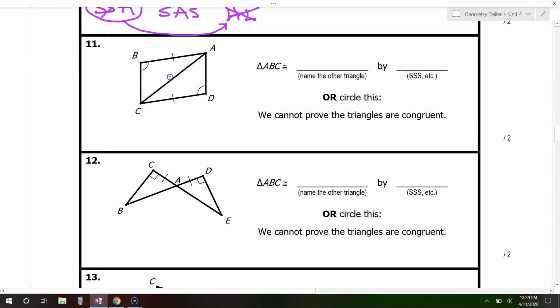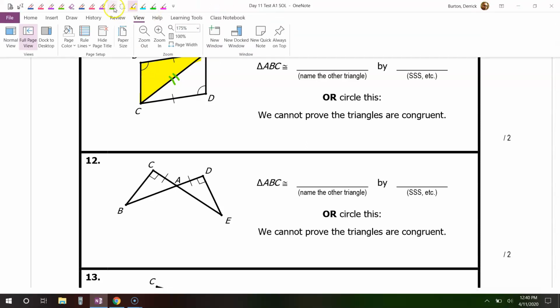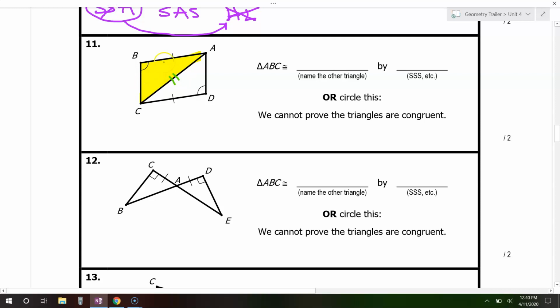For this one, don't forget to mark the shared side as being congruent before you get started. When they're attached like this, I find it helpful to color one of them a different color. Just makes it easier to see what's going on. So for starters, look at one triangle at a time. Look at the yellow triangle. What do we have marked here? I see that we have two sides and an angle.